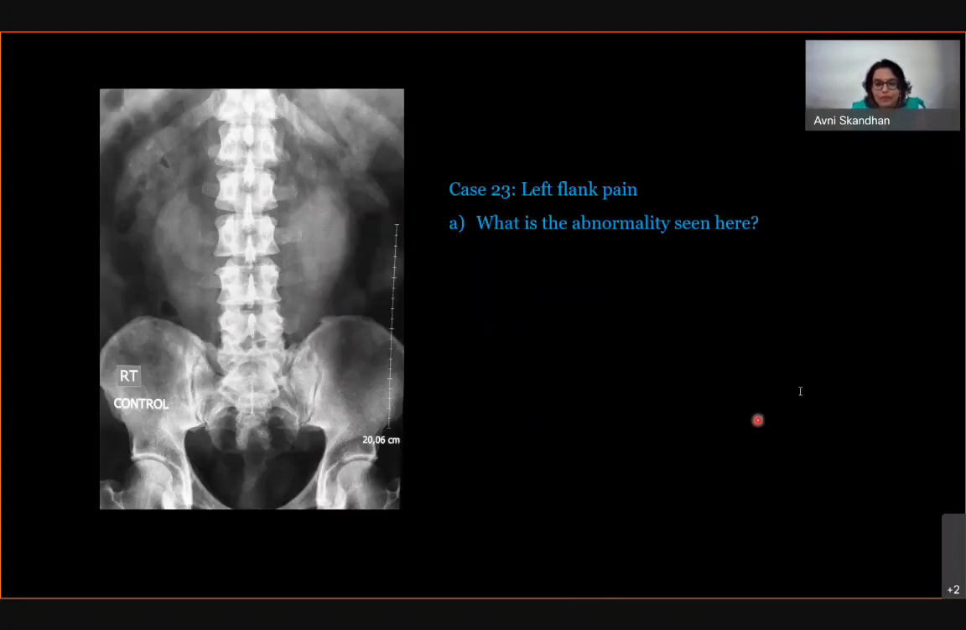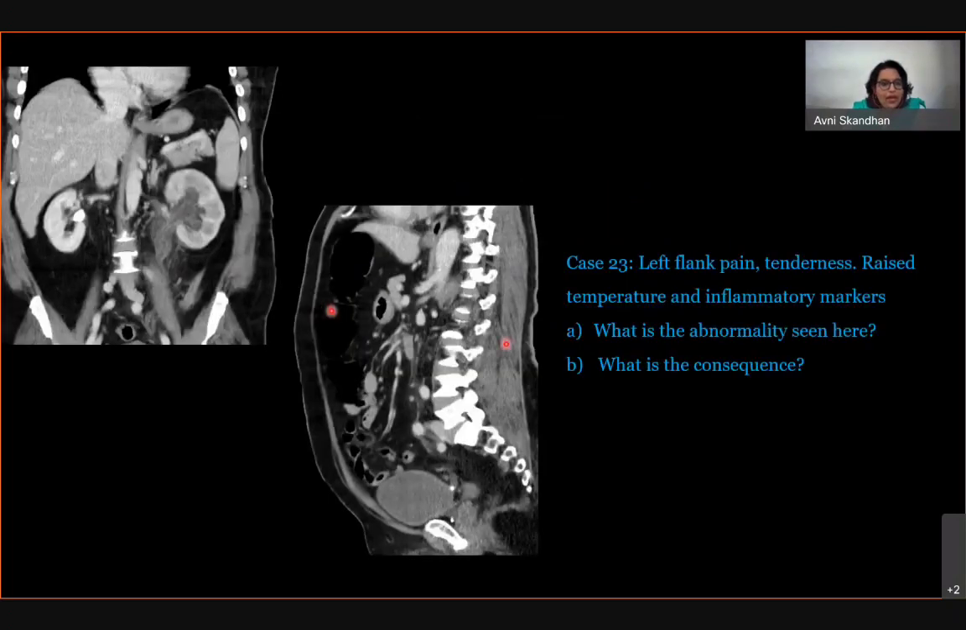So what do you think of this? Very good. Horseshoe kidney, it's the commonest renal anomaly, anatomical abnormality, that you see. And here you can make out very well that it is fused at the lower pole. So again, I'm not talking about that.